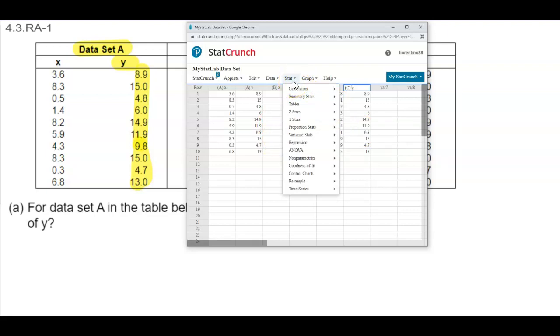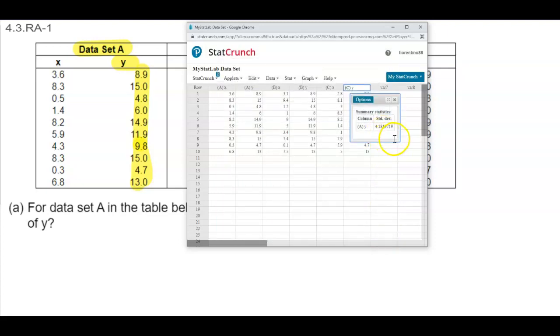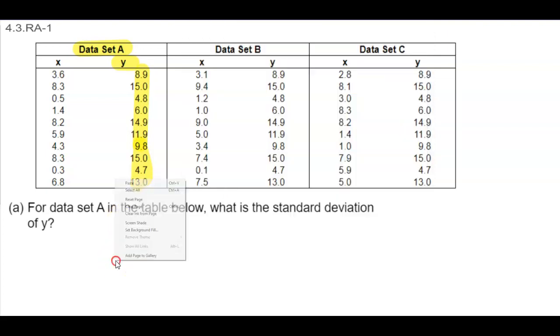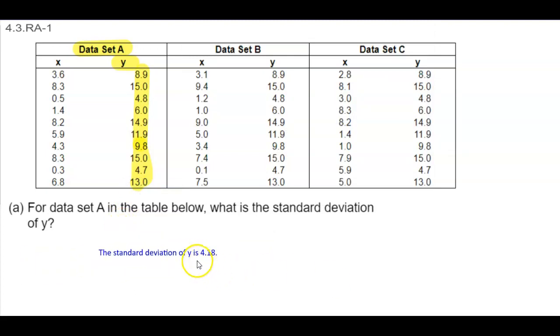standard deviation. So let's go ahead and go to summary stats, and we're going to select columns. Okay, so we want to go to data set A and look at the values of Y, and then we want to find the standard deviation. If we compute the standard deviation, we should see that the number given to us is 4.18. So therefore, we can say that the standard deviation of Y in data set A is 4.18.